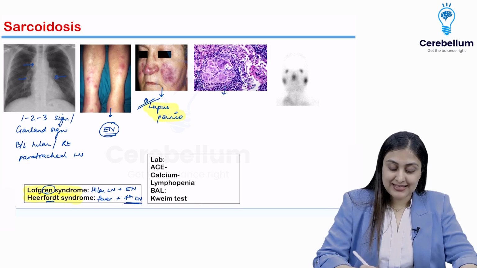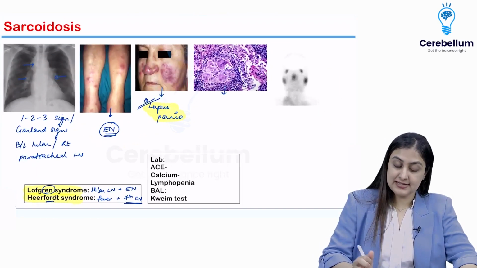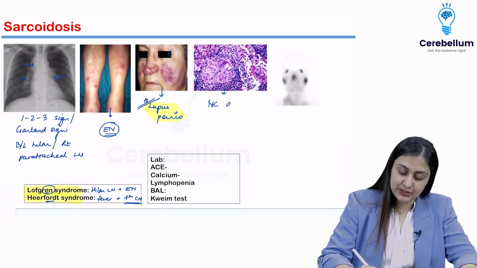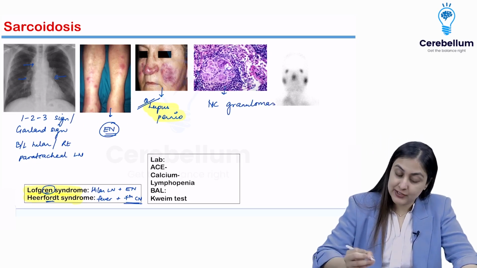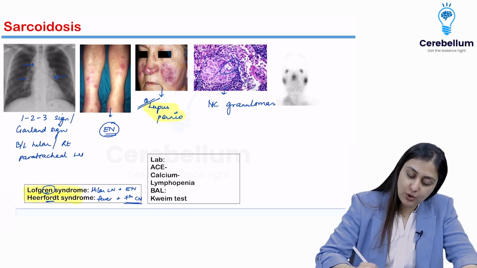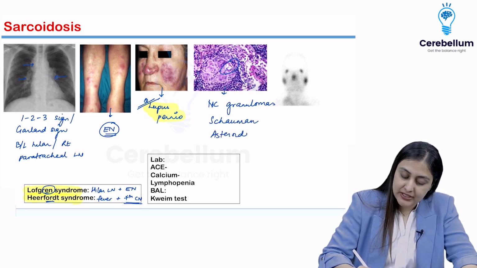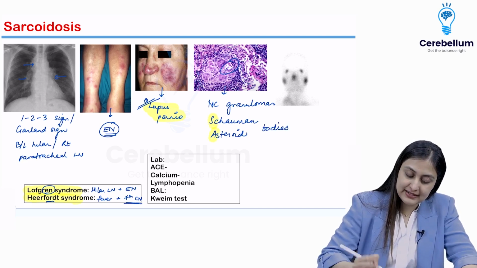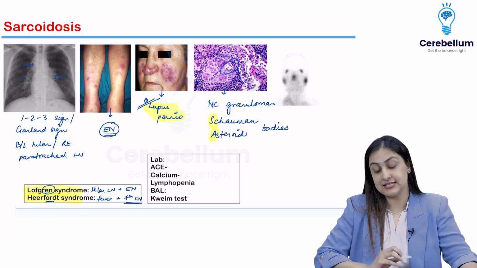Histopathologically, what you see are these calcification bodies within these giant cells and these granulomas. So we see non-caseating granulomas in sarcoidosis, and these concretions that you are seeing are known as Schaumann bodies or asteroid bodies. Alright, so from sarcoidosis itself, S and A, you want to remember Schaumann, asteroid and non-caseating granulomas.